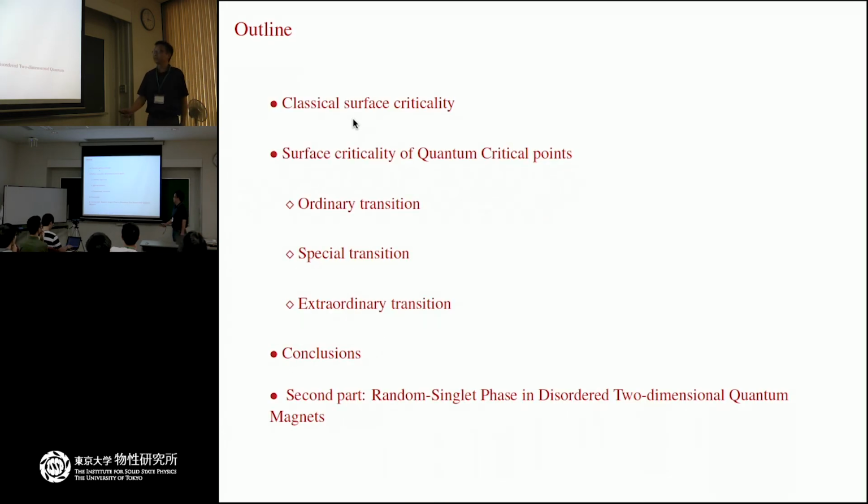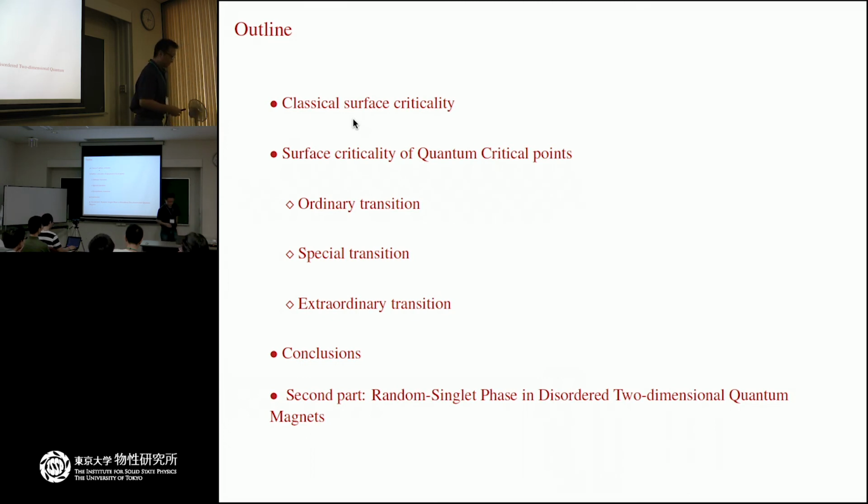Here's the outline of my talk. First, I'll give an introduction, discussing classical surface criticality. Then I'll move to surface criticality of quantum critical points. Namely, I will discuss three surface transitions: ordinary, special, and extraordinary. Then I will give conclusions.